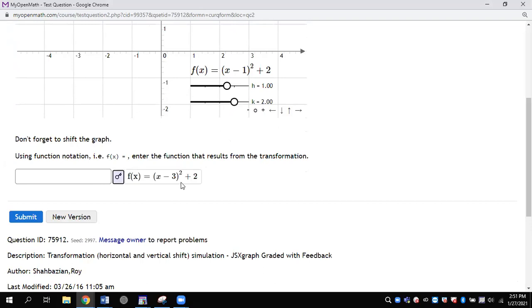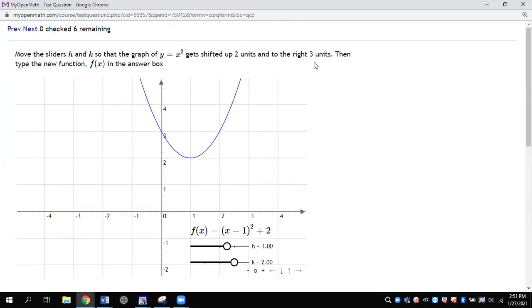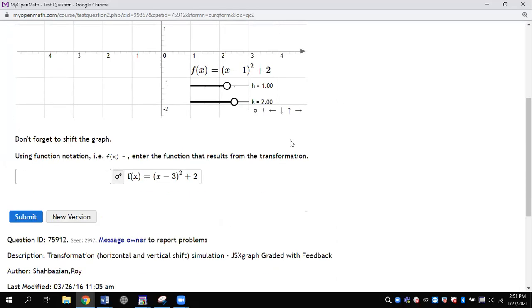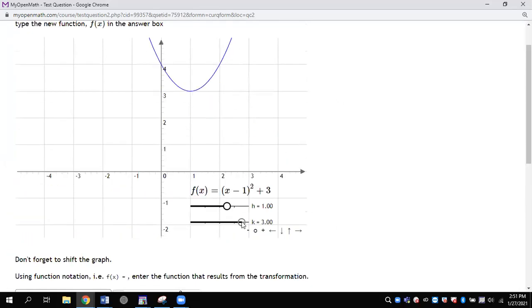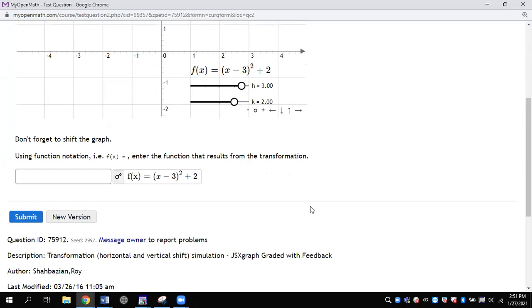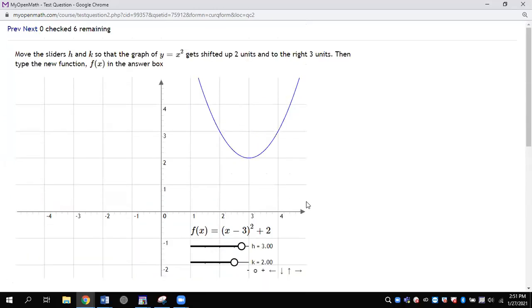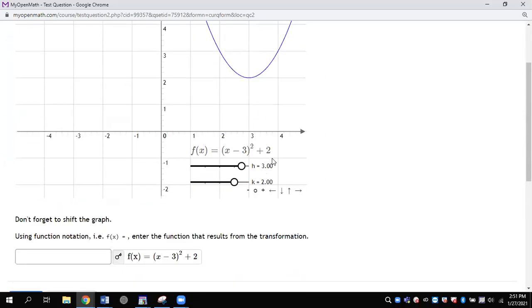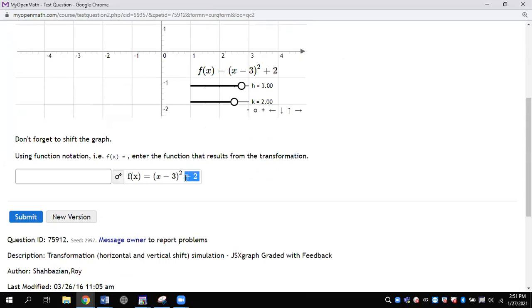Oh wait, this one was different, sorry, I didn't read. This one's different than the question I gave you. They want up 2, right 3. So up 2, that's good. Right 3. Here we go. Yeah, there's the right one. Up 2, right 3 for this one. Up 2 here, it's right there. This part is up 2. And then the right 3 is right there with x. It's the opposite effect.